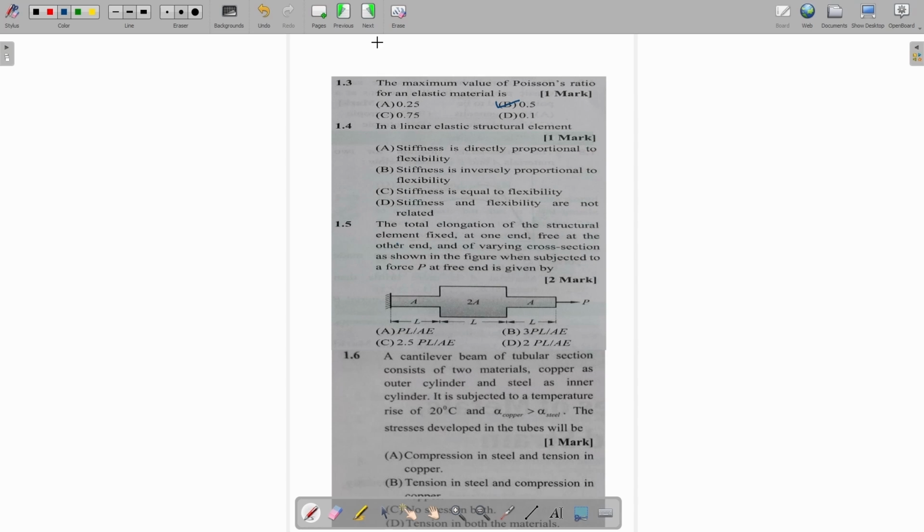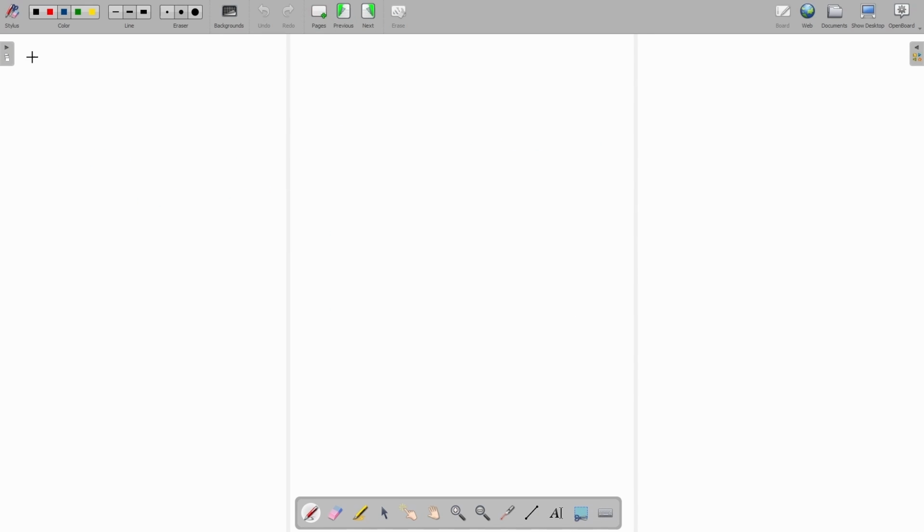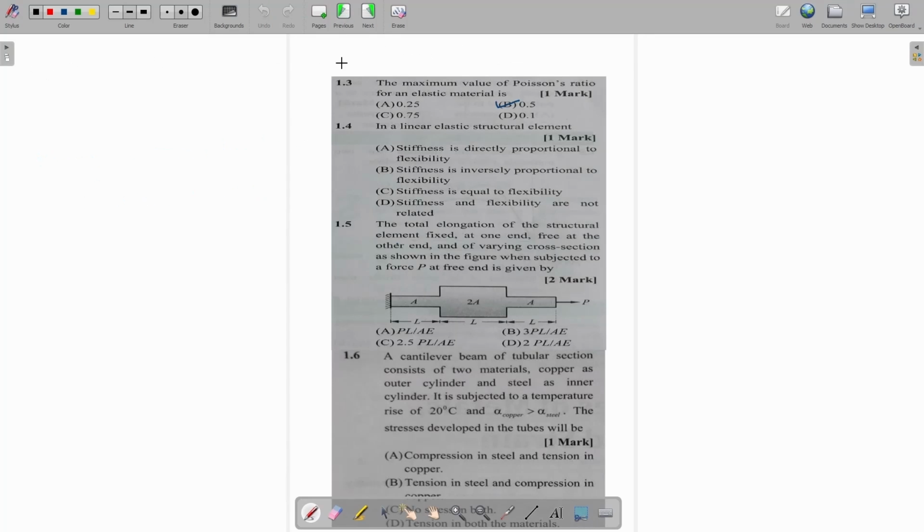Now for question number 4. It also came in the year 1991. Question number 4. Now in this question, what is given? The question is: in a linear elastic structural element, the 4 options are: stiffness is directly proportional to flexibility, stiffness is inversely proportional to flexibility, stiffness is equal to flexibility, stiffness and flexibility are not related.